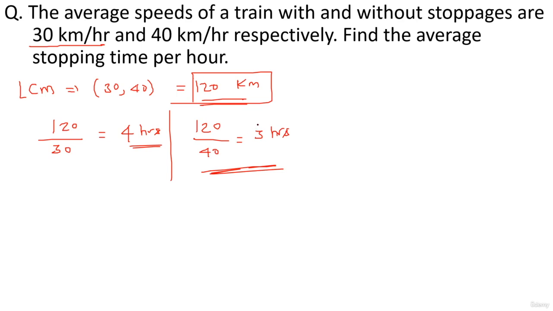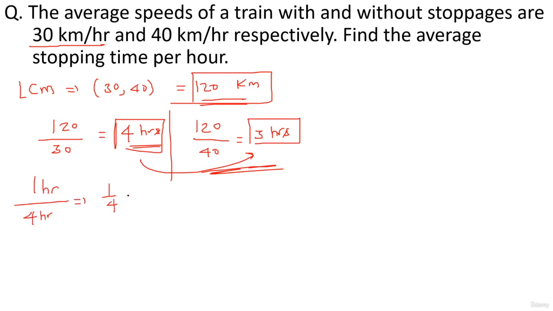This means without any stoppage the train can cover the distance in 3 hours. But with stoppages it takes how much time? 4 hours. Very clearly, how much is the stoppage time? 4 hours minus 3 hours, which is 1 hour. Okay, 1 hour out of 4 hours is your stopping time. 1/4 of an hour is basically 15 minutes, right? 1/4 of 60 will be 15 minutes. So what is the average stopping time per hour? The answer is 15 minutes.